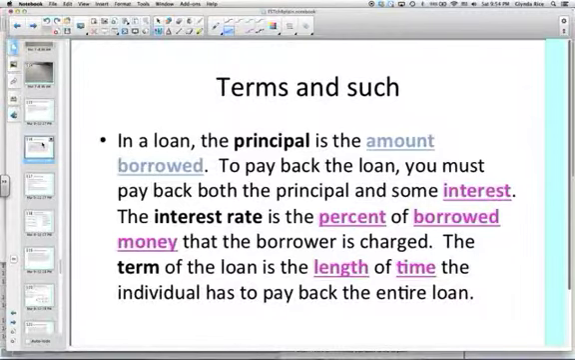In a loan, the principal is the amount you borrow. To pay back the loan, you have to pay back both the principal, or the amount you borrowed, and some interest. That's how the bank will lend you money: they make money when you have to pay it back. The interest rate is the percent of the borrowed money that the borrower is charged. The term of the loan is the length of time the individual has to pay back the entire loan.